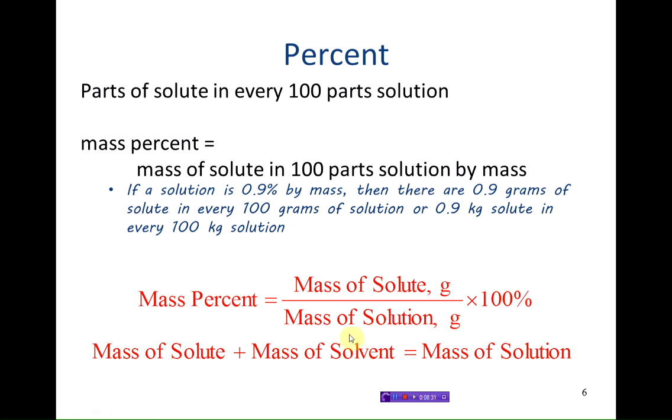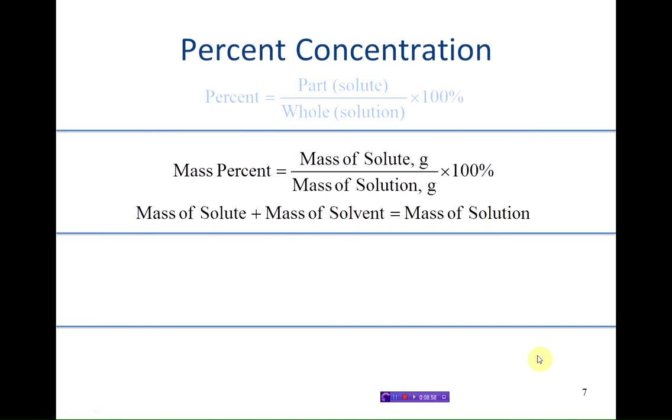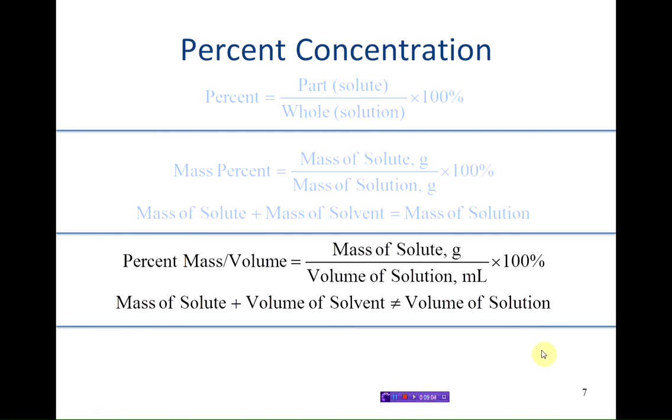Now remember, the mass of the solution, and you'll need this for some of your calculations in your 1B study guide, is the mass of the solute plus the mass of the solvent. That will give you the mass of your solution. So again, looking at percent concentration, percent is just the part over the whole times 100%. Mass percent is the mass of solute per mass of solution times 100%. And then sometimes you do the percent mass by volume. So that's the mass of your solute in grams over the volume of the solution in mL times 100.